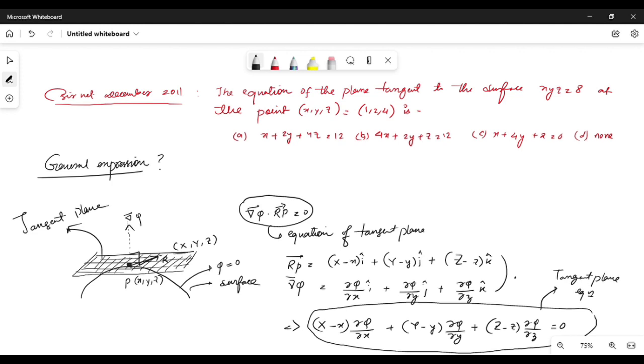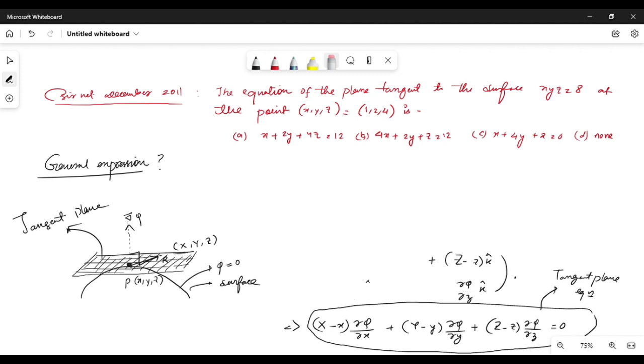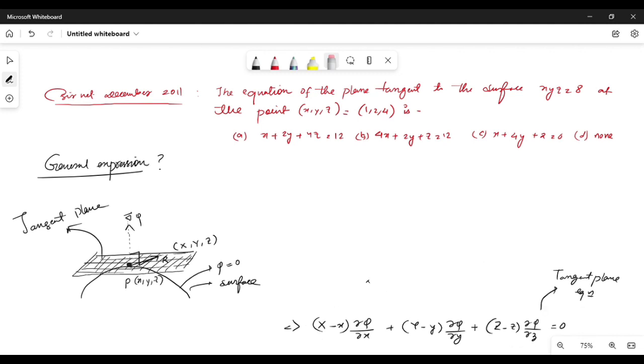So now I am going to use this formula to solve the above question. Let me omit some of the things here. You can pause the video and write it down. Let me compare. Here my phi equal to 0 will be equivalent to xyz minus 8 equal to 0. My phi is xyz minus 8.